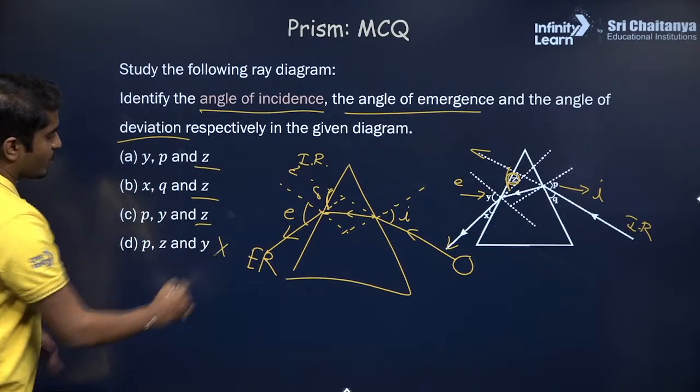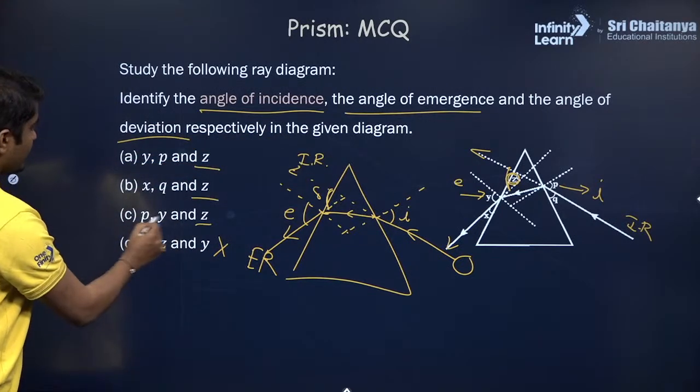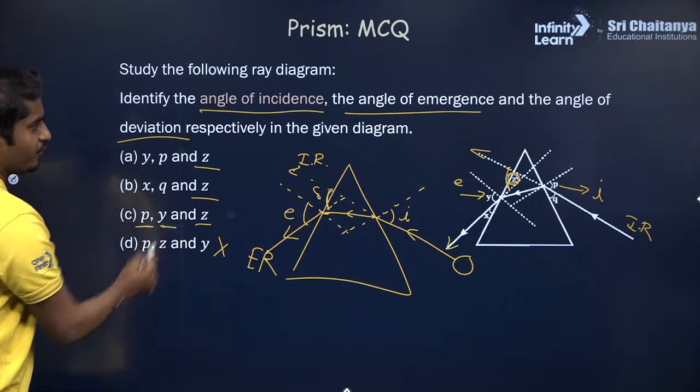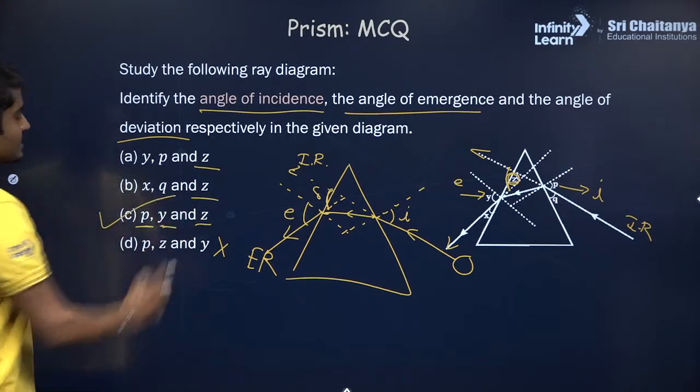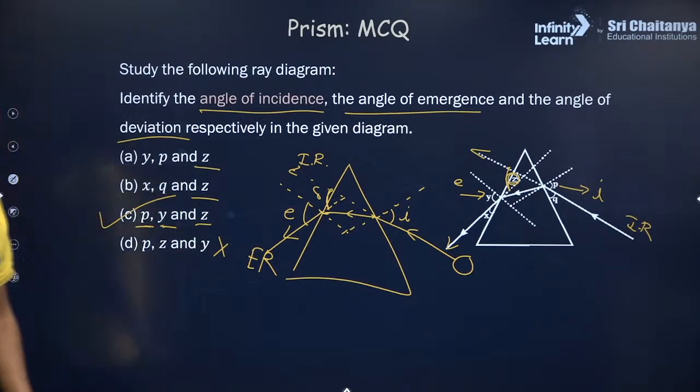These are correct, this is not correct. Angle of incidence is P, so it is this P. This is correct. And angle of emergence is Y. So this is the correct option. Okay? Easy? Great. So now let's go to the next question.